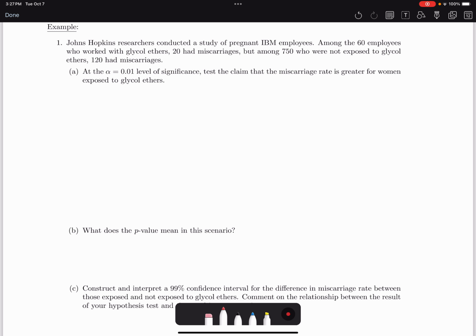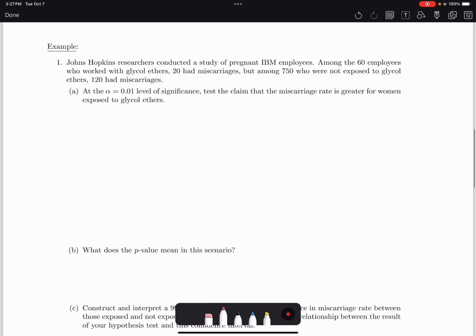The first one says, Johns Hopkins researchers conducted a study of pregnant IBM employees. Among the 60 employees who worked with glycol ethers, 20 had miscarriages. But among 750 who were not exposed to glycol ethers, 120 had miscarriages. At the 0.01 level of significance, test the claim that the miscarriage rate is greater for women exposed to glycol ethers.